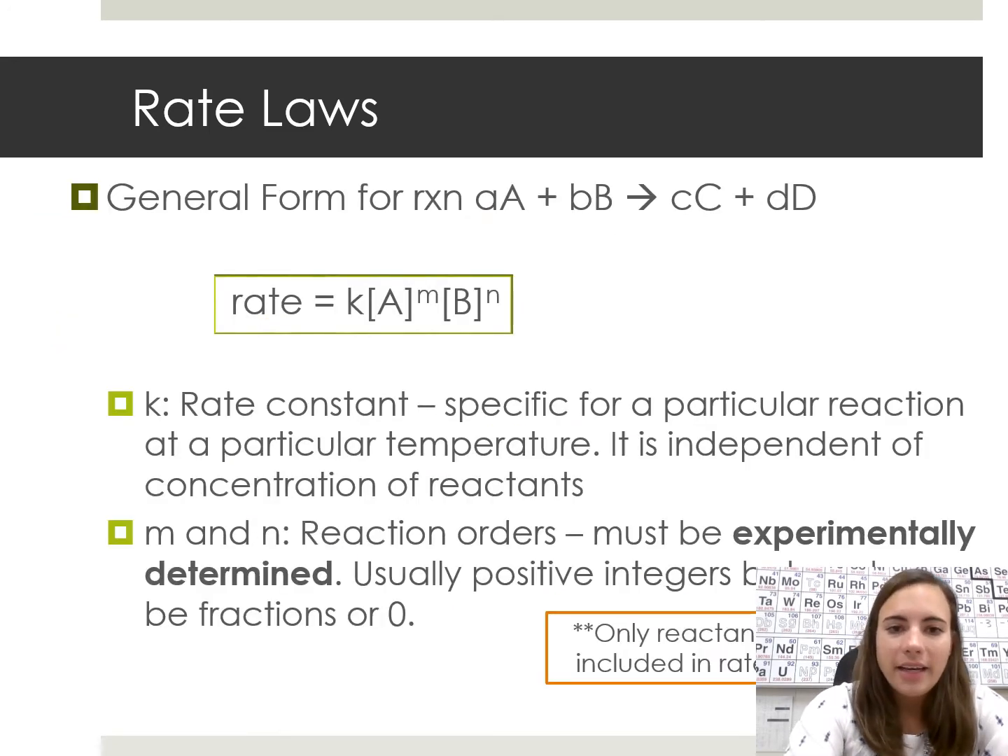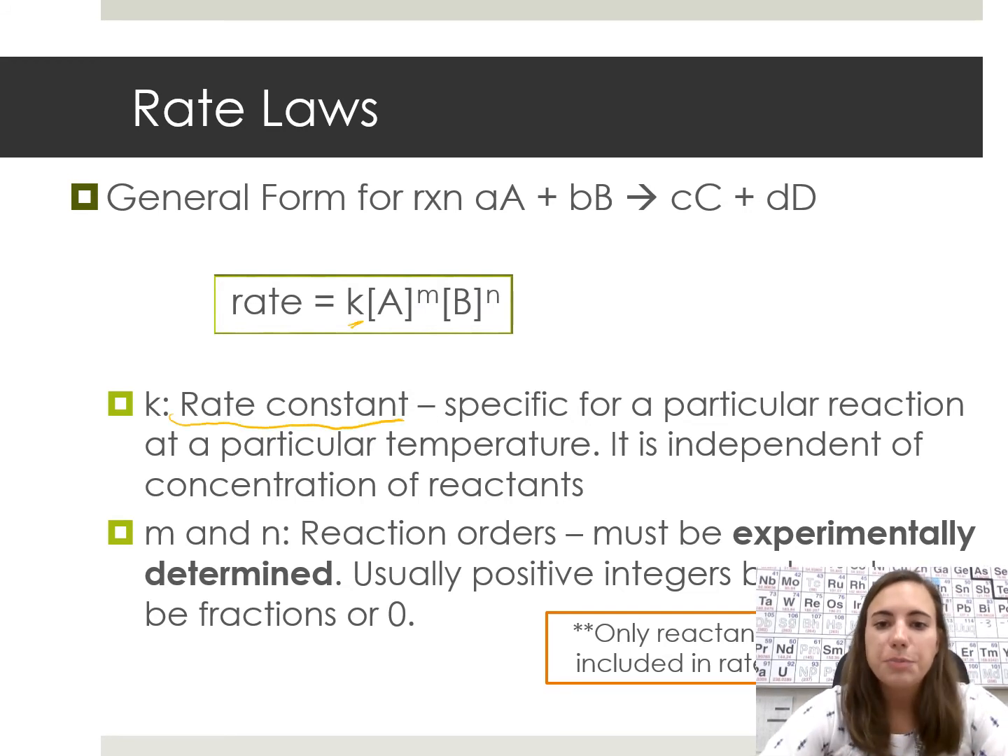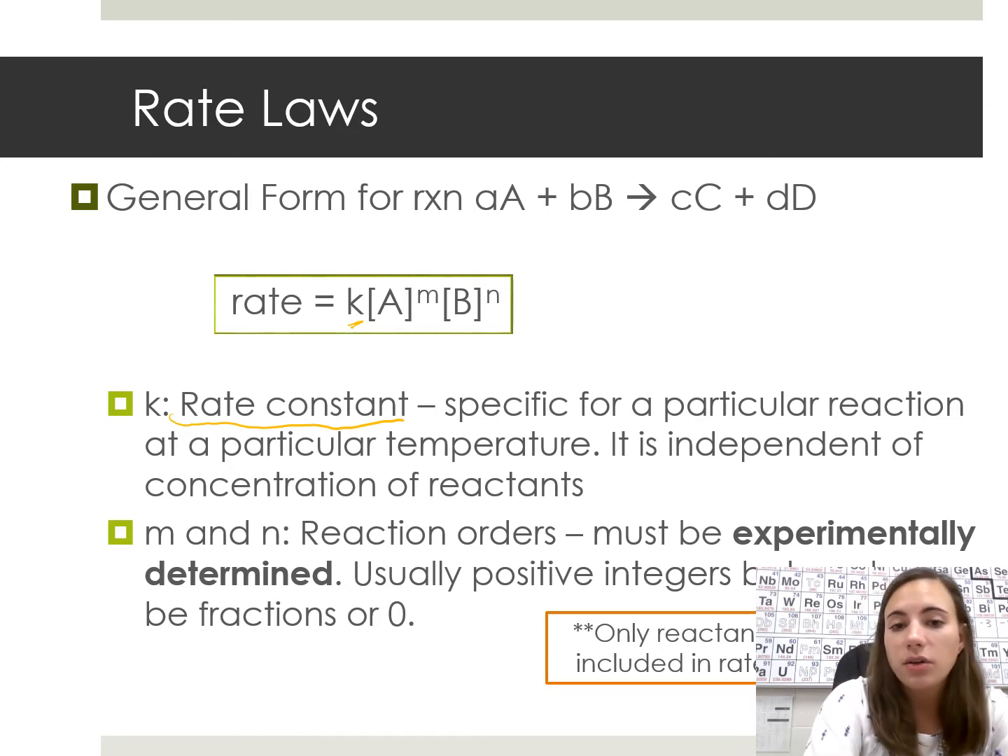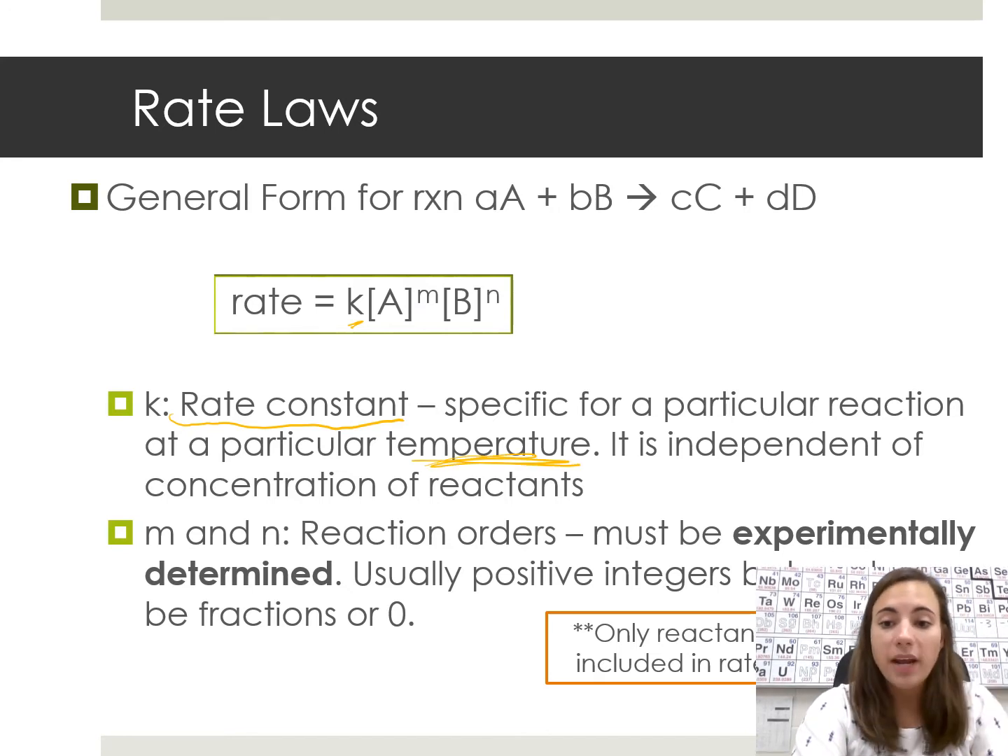So K is the rate constant. It is specific for a particular reaction at a particular temperature. It is independent of concentration of reactants. So what that means is as long as we stay at the same temperature, the rate constant is constant for a certain reaction. It does not change. It does not matter how much I start with of each reactant, my rate constant remains the same. That's why it's called a constant.